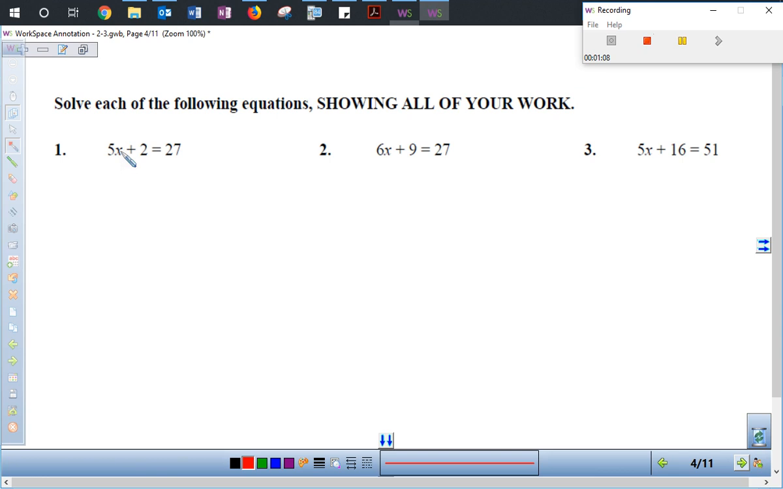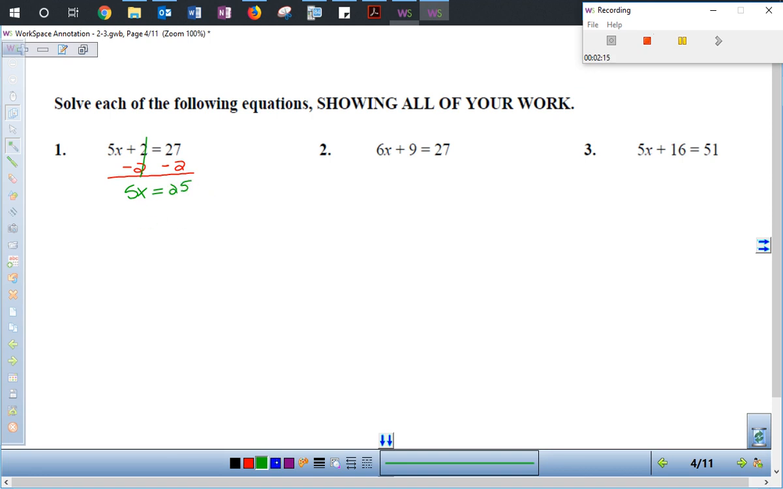And to get rid of a plus 2, we need to subtract 2. So I'm going to subtract 2 from the left side of my equal sign and subtract 2 from the right side. Now on the left side, when I subtract 2, those cancel out, and I'm left with this 5 times x. The x isn't by itself yet because we still haven't dealt with this 5. So I'm left with 5x, bring down my equal sign. Now 27 minus 2 on the right side is 25.